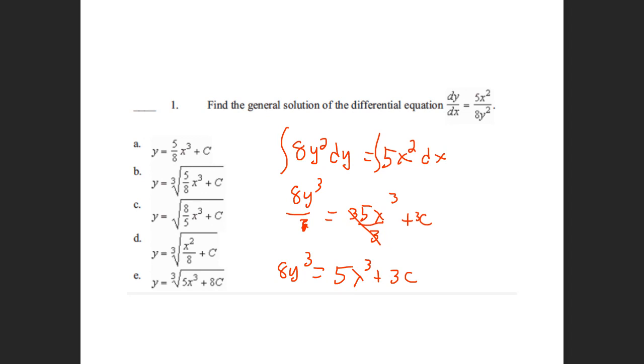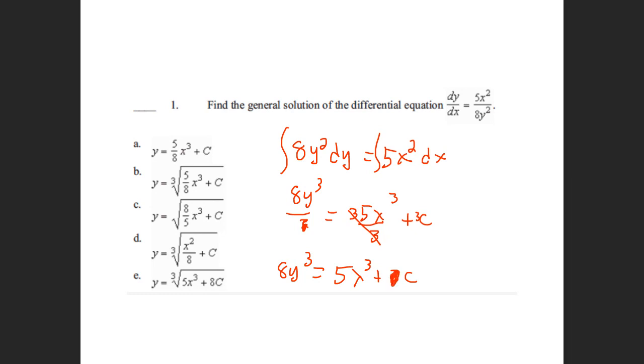Is it a different constant? No, a constant is a constant. Regardless if you divide by 3 or multiply by 8, that c does not change. It's still a constant. So it doesn't matter if I multiplied, it's still a constant.